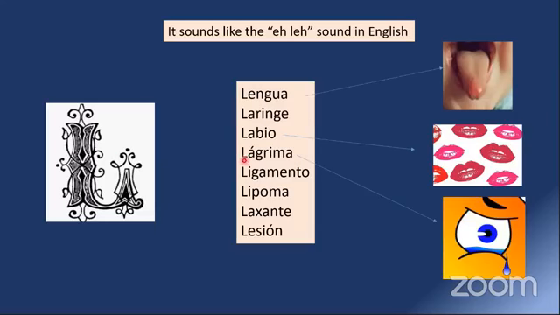Letra L. Let's learn some vocabulary. What is this? This is lengua, tongue, lengua. Also in Spanish it can mean languages. Laringe. What's laringe? Larynx. Laringe, when we produce the sounds. Larynx, the voice box. Labio. Lips. Labio. Lips. Lágrima. It's a tear. Lágrima.